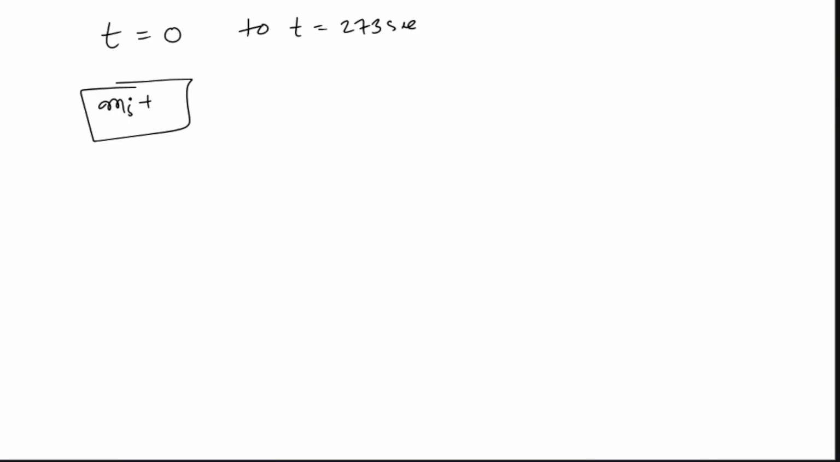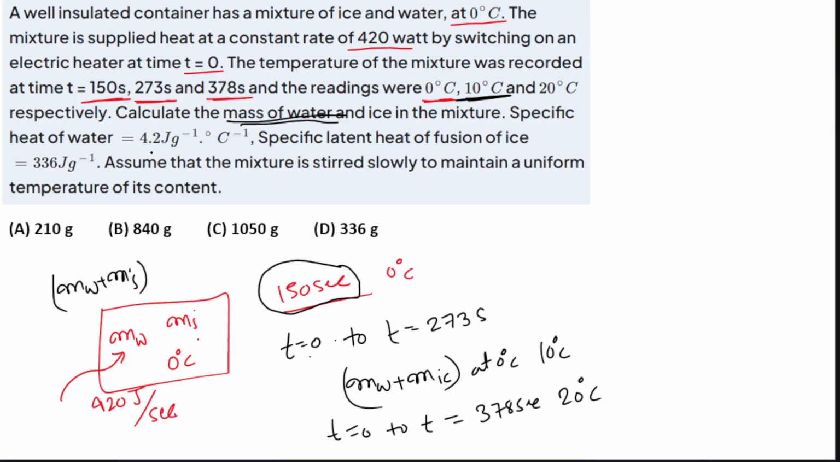For example, see how, if you talk about t equal to 0 to t equal to 273 second, then see what has happened. Actually what happened, there was mi amount of ice, mw amount of water. So mi amount of ice has melted. So how much energy must it have taken? mi into latent heat of fusion, right? Which is equal to 336 joule per gram.